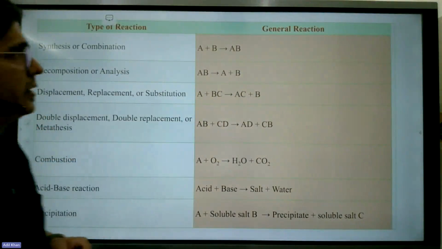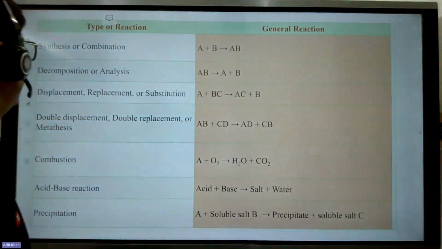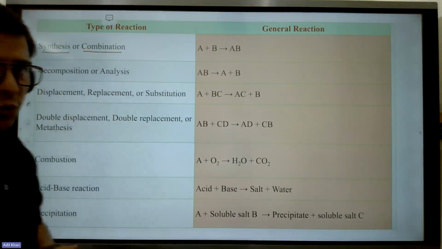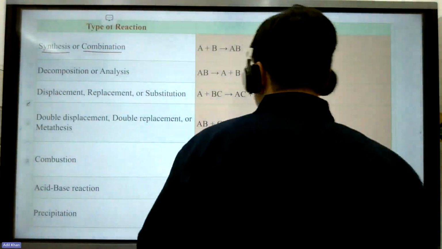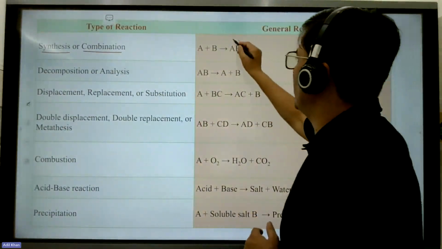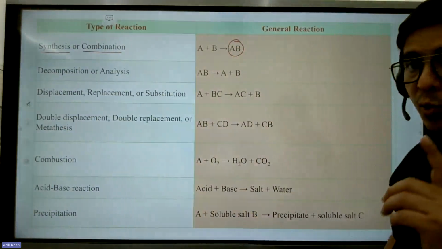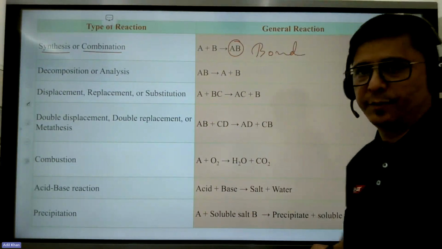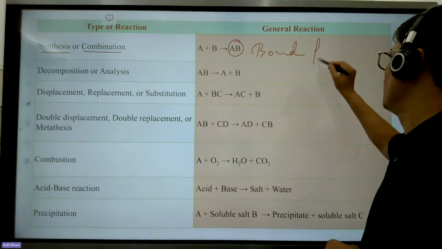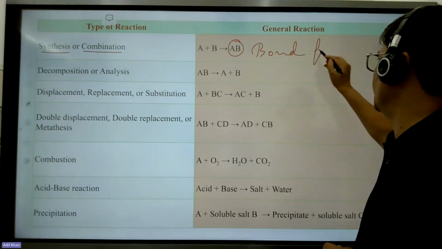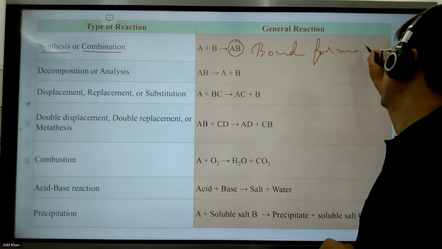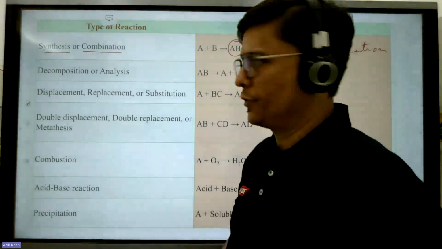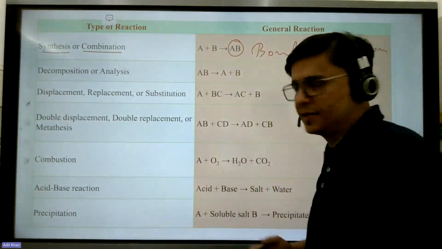So types of reaction, and this is the general reaction, how we represent. So first one is your combination reaction. Another name for this is synthesis reaction. So what is a combination reaction? When you have two reactants A and B combined to give only one product, that is AB. And one important thing you see here is that bond formation takes place. Basically the covalent bond we are talking about. So this is combination reaction. In detail, I will discuss after some time.